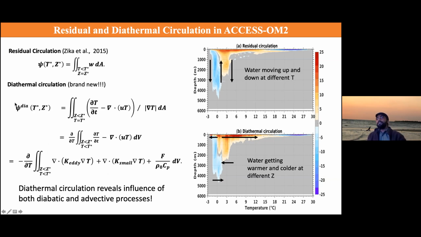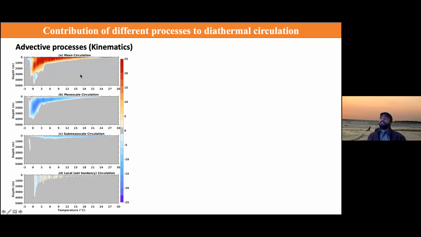So by using this function, you can quantify the contribution from kinematic processes to diathermal circulation and also from thermodynamic processes. We further look at the individual contributions to diathermal circulation, and you can see here the mean circulation in the warmer temperature, greater than 0, mostly warms the ocean, which is further balanced by the mesoscale eddies and submesoscale eddies. But if you look at the colder temperature, the cold cell is shown here above 1000 meters. This is supported by mesoscale circulation and some submesoscale. But the local tendency, or the net tendency, has a very small contribution to diathermal circulation in the warmer temperature.